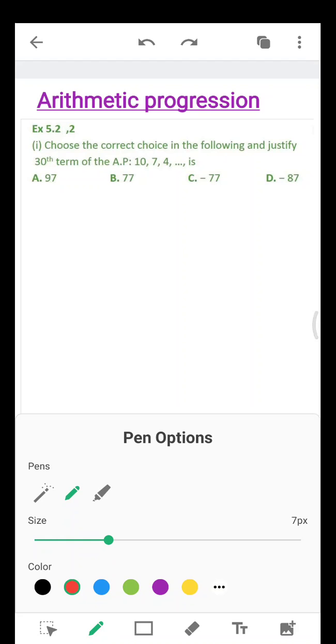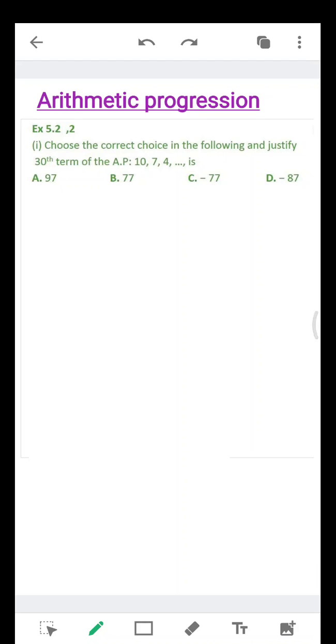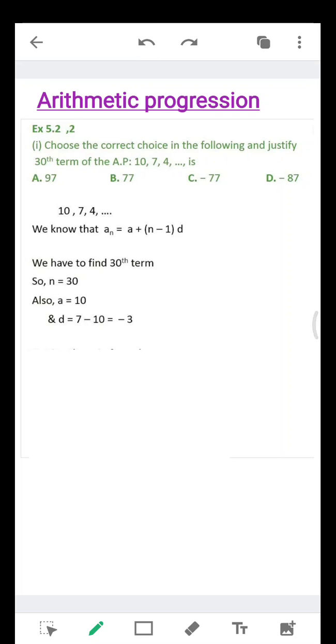Okay, so we need to find 30th term of this series. Yesterday I gave you the formula for that. We'll apply the same formula. The formula is an is equal to a plus n minus 1 into d. I said by using this formula we can find any term of the arithmetic series. So we have taken the formula. Now we'll find what are the values of a, n and d.